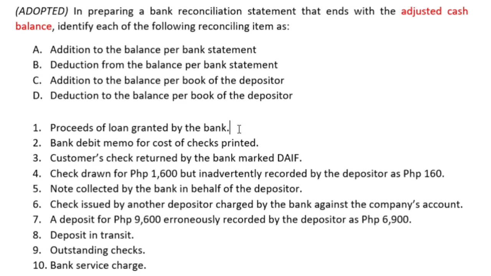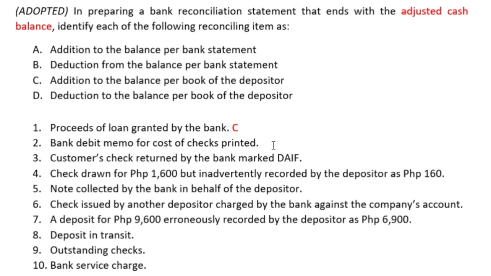Okay? So, pag meron kang proceeds of loan granted by the bank, it is already reflected in the records of your bank account. Nadagdag na siya doon. Pero, because this is a timing difference, hindi pa ito nagre-reflect sa record mo sa book, sa ledger ng iyong cash account. So, ang sagot natin dito for number 1 is letter C. Okay? This is an addition to the balance per book of the depositor. How about sa number 2?